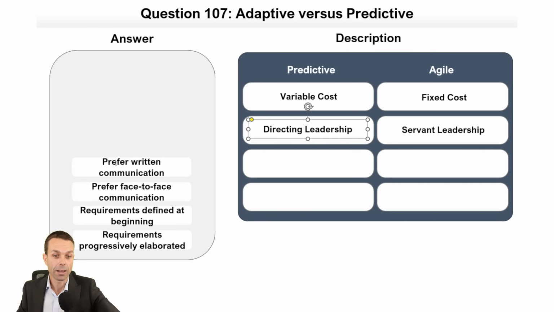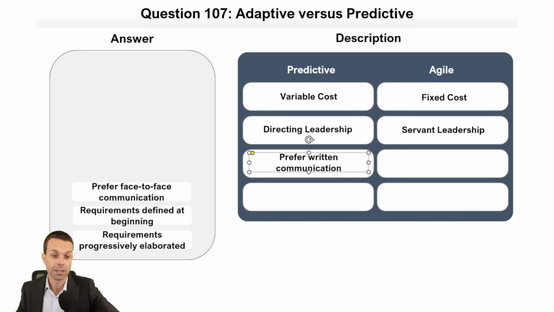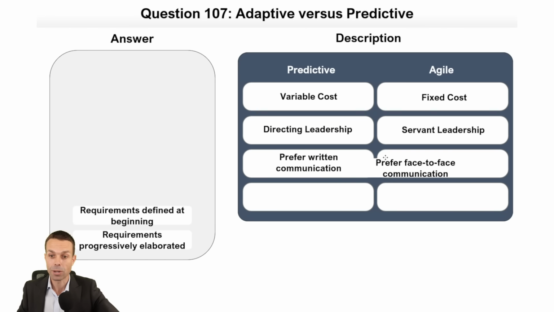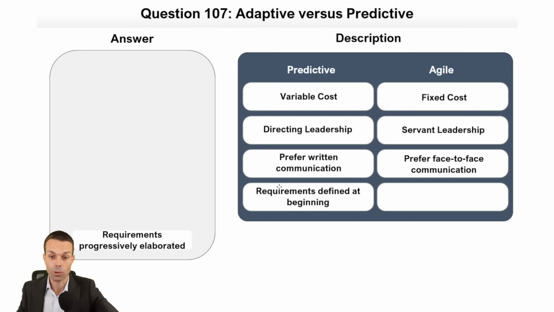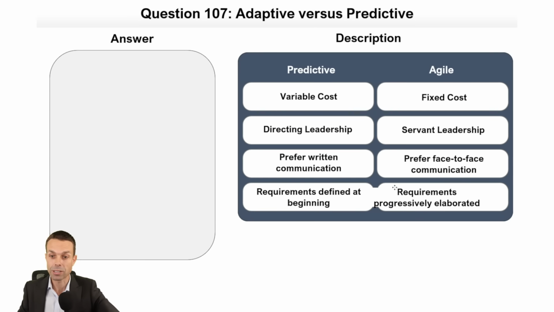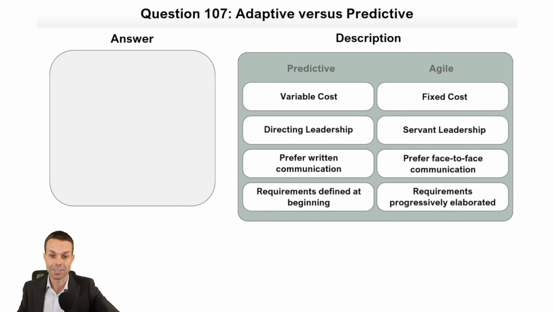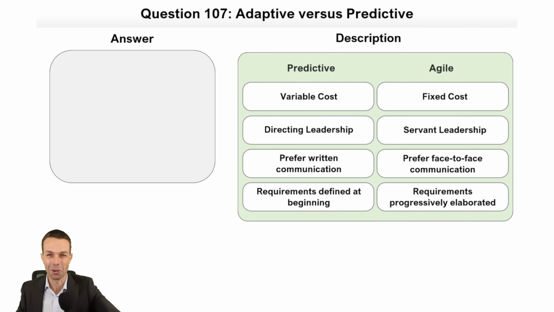And in predictive, we're going to have directing leadership, a little bit more of a command and control. In predictive, we're going to prefer written communication, so system documents and requirements documents. But in Agile, we prefer face-to-face communication. Now, in predictive, we're going to define the requirements at the beginning, and in Agile, we can progressively elaborate those requirements. Let's double check and see how we went. Excellent work. That has come through. How did you guys go with that one?